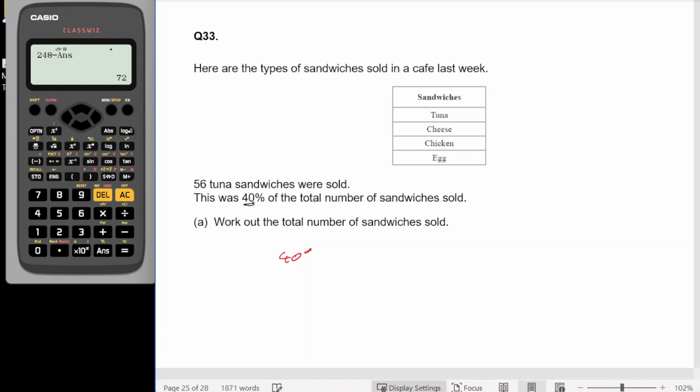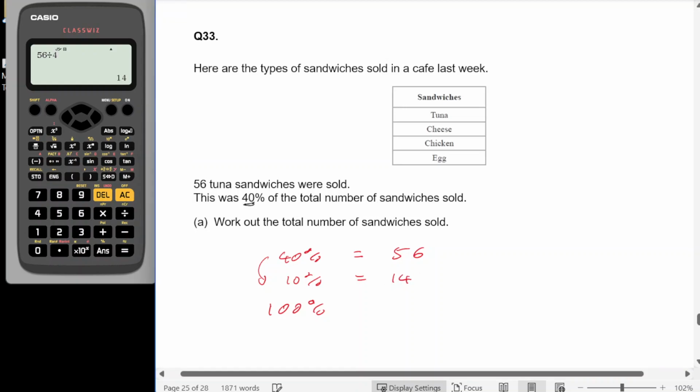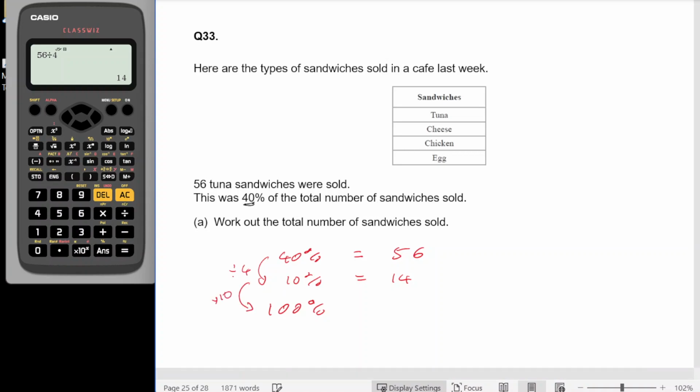We're saying that 40% is equal to 56, and we really want 100%. I could do this in a few steps. I'm going to say if I divide by 4, that will give me 10%. So 56 divided by 4 is going to give me 14. So 10% is 14, and then times by 10. So that's going to be 140. I could have done that differently, I just think that that's quite a nice way of showing it.